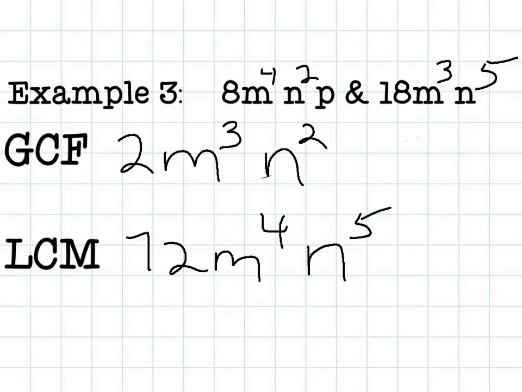Now, let's look at the letter p. The letter p is only in one of the monomials. Well, the GCF has to have what's in common. Since one term does not have a p, it does not get included in the GCF. The LCM wants everything, so they want every letter that's there. So the p does get included in the LCM. So your GCF is 2m cubed n squared, and your LCM is 72 m to the fourth n to the fifth p.